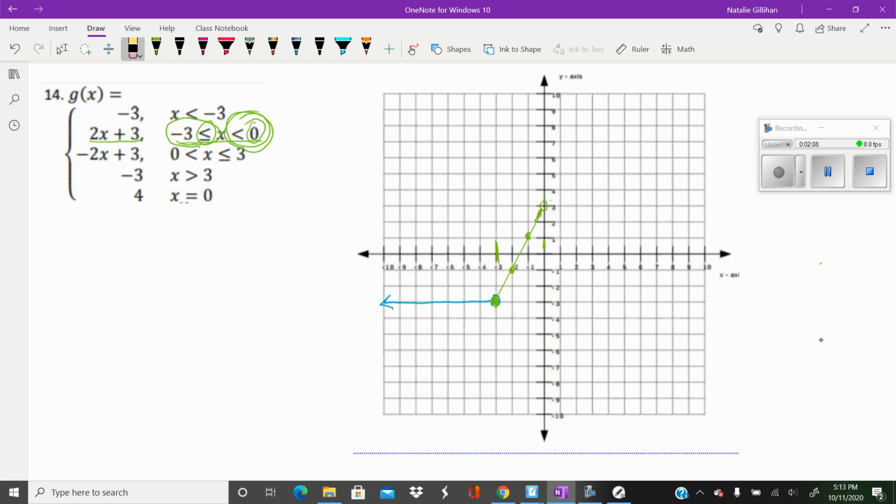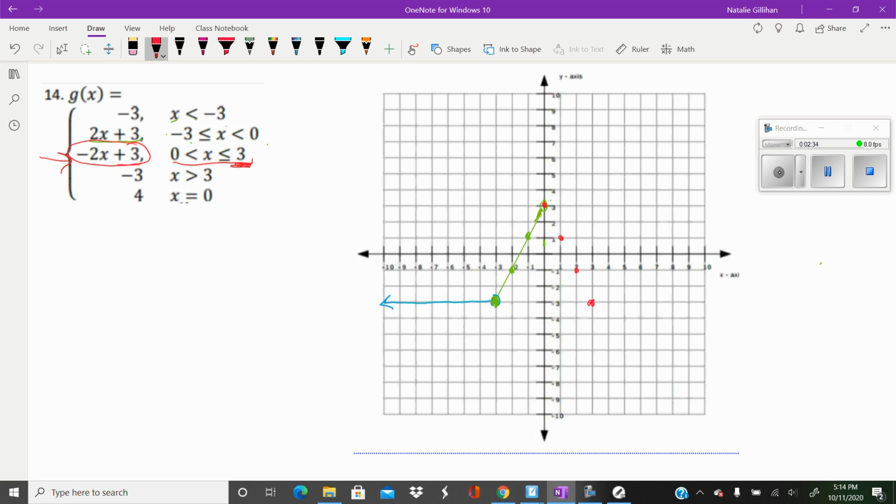Let's move on to our next one. Our third equation here is -2x plus 3, but it goes from 0 to +3. So we are going to have another line, -2x plus 3. Now our y-intercept is at 3, so we'll go ahead and plot that. And we have a negative slope, down 2 over 1, down 2 over 1, down 2 over 1. All right, let's get this line graphed.